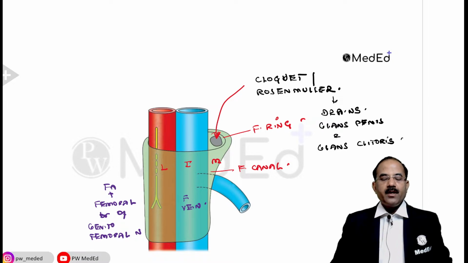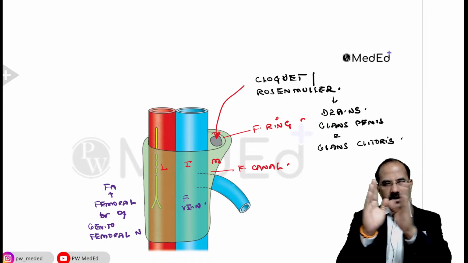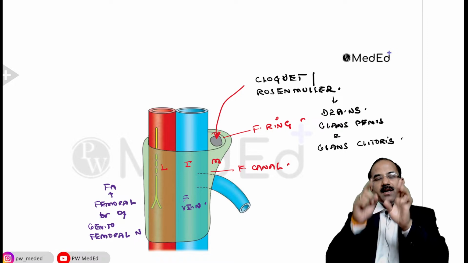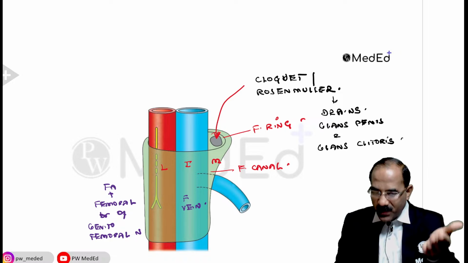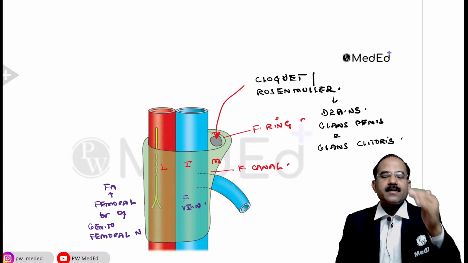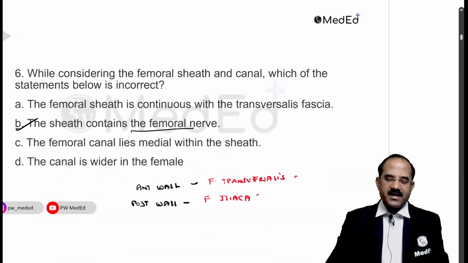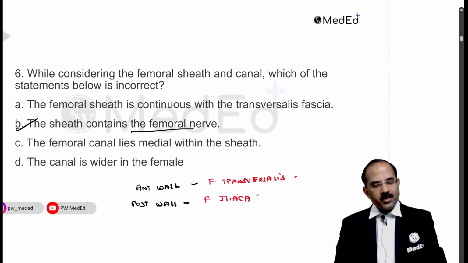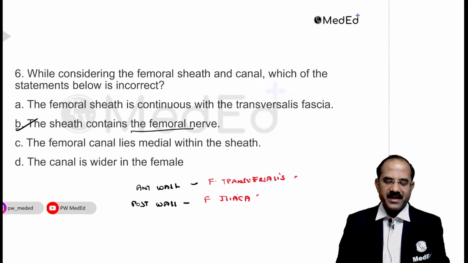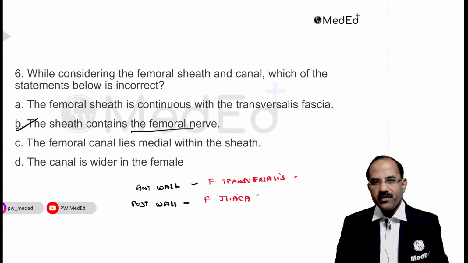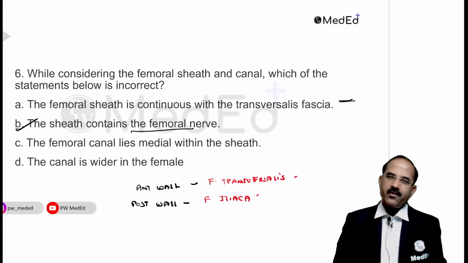Perfect. ये बहुत इंपॉर्टेंट MCQ है. हाँ, anterior wall of femoral sheath, posterior wall of femoral sheath, तीन compartments, the contents of femoral sheath, the femoral ring, and who lies on the femoral ring? The lymph node of Cloquet. What does it drain? The glans penis and the glans clitoris. बस इतना याद रखिए. So what is the answer? The femoral sheath. See the option. While considering the femoral sheath and canal, which of the following statements is incorrect? The femoral sheath is continuous with the fascia transversalis. That's correct. Yes. It is continuous with the fascia transversalis.